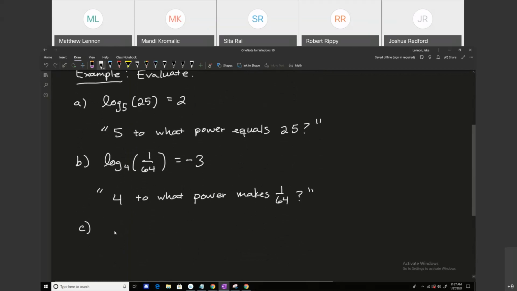Let's look at, let's say, the log base 7 of 1. This is going to be 0 because 7 to the 0 power equals 1, right? 7 to what power makes 1? 7 to the 0. That would actually be true for any base that's not 0, right? You could have log base 1,000 of 1, and 1,000 to the 0 would still make 1, so that log would evaluate to 0 as well.